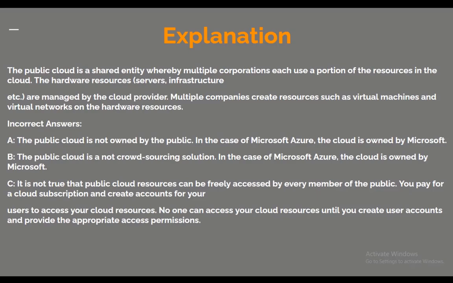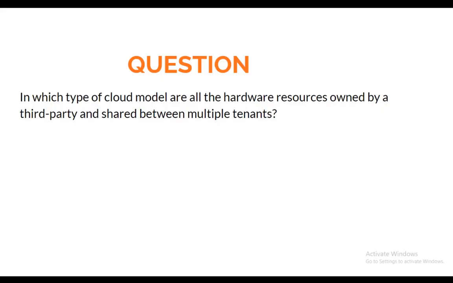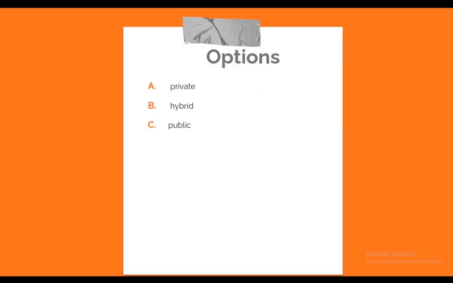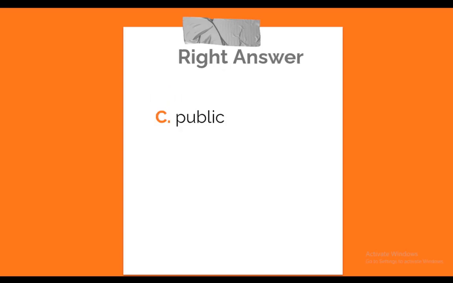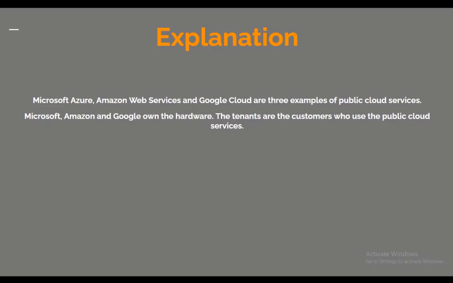Next question. In which type of cloud model are all the hardware resources owned by a third party and shared between multiple tenants? And here are the options. Option A. Private. Option B. Hybrid. Option C. Public. And the correct answer is Option C. Public. Explanation. Microsoft Azure, Amazon Web Services, and Google Cloud are three examples of public cloud services. Microsoft, Amazon, and Google own the hardware. The tenants are the customers who use the public cloud services.